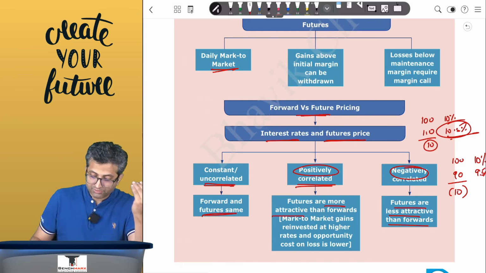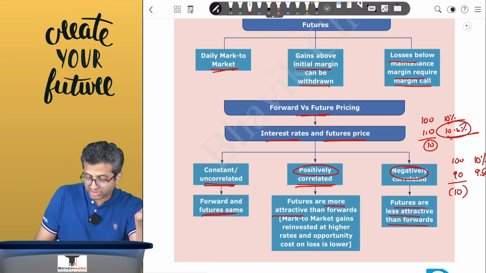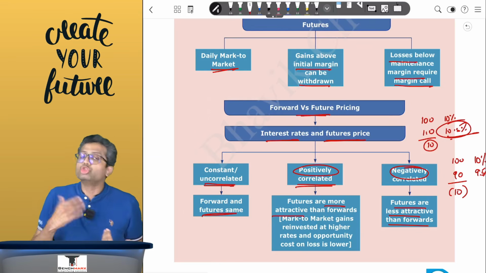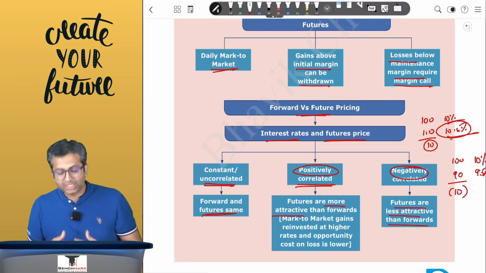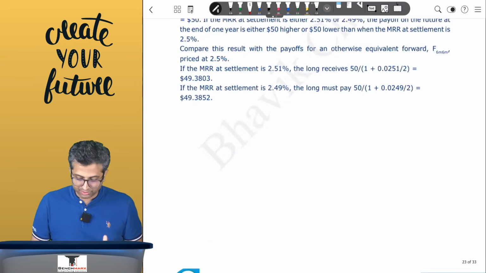The thing in futures is the gains above initial margins can be withdrawn and losses below maintenance margins require a margin call, and that is not there in case of a forward. That brings to the forefront the differences that may arise between a future and a forward.